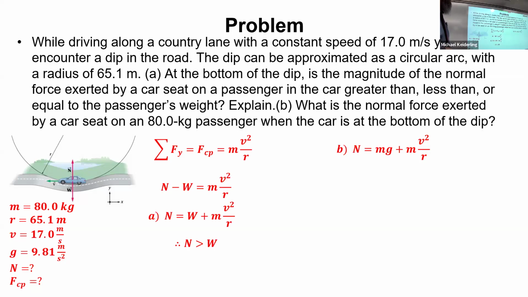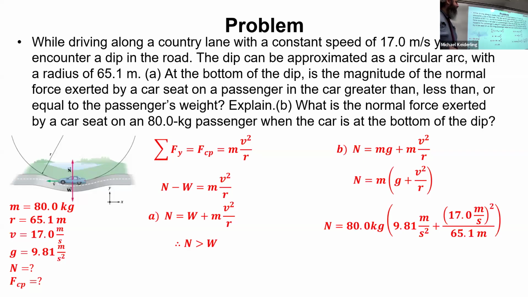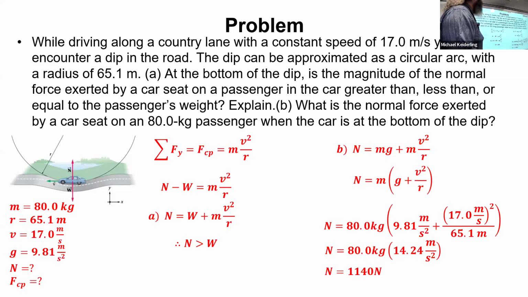So normal force equals mg plus mv squared over r. So mass times g plus v squared over r. So 80 kilograms times 9.81 meters per second squared plus 17 meters per second quantity squared over 65.1 meters. Gives you 80 kilograms times 14.24 meters per second squared, or 1140 newtons.